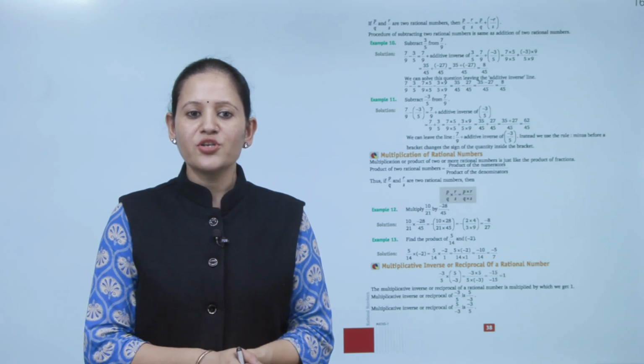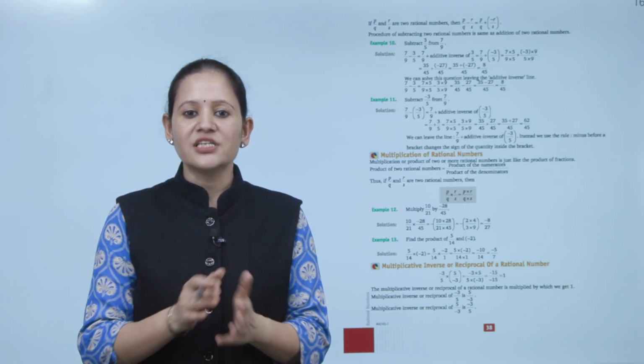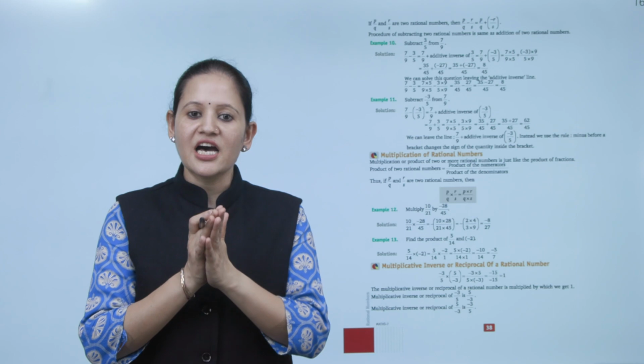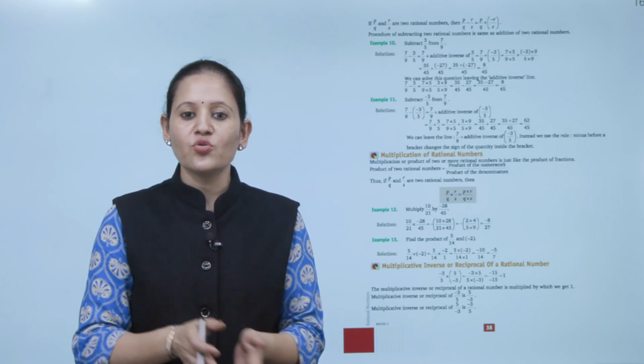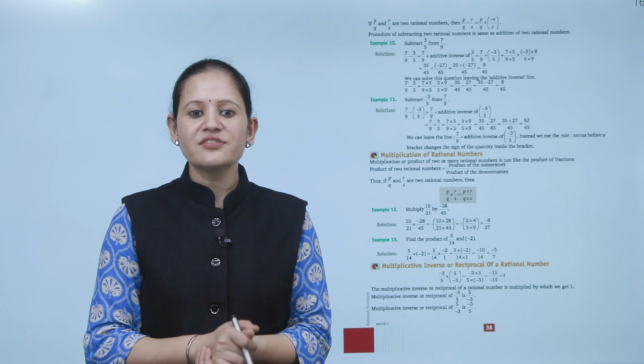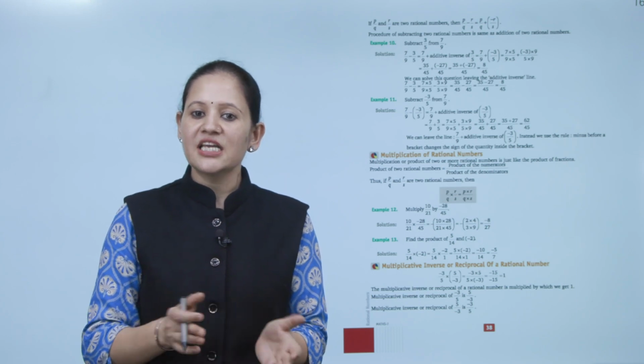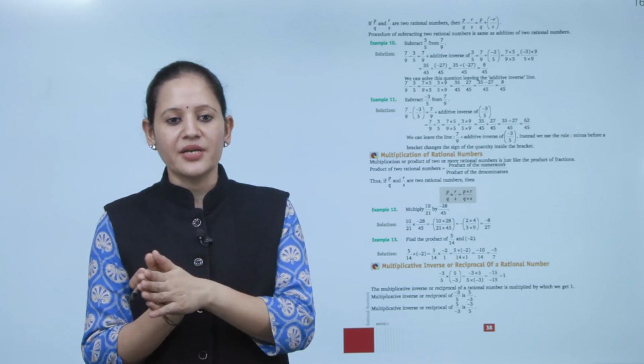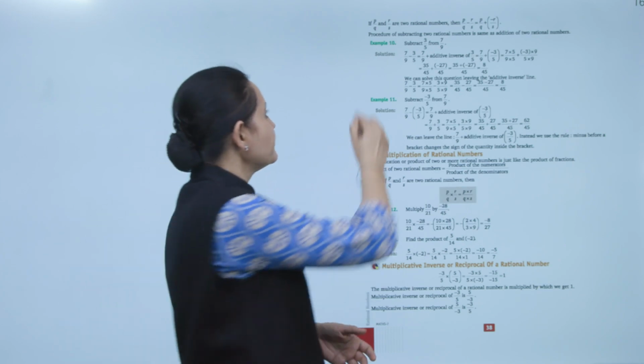If p upon q and r upon s are two rational numbers, then p upon q minus r upon s is equal to p upon q plus minus r upon s. The procedure of subtraction of two rational numbers is the same as addition of two rational numbers. We'll take an example.